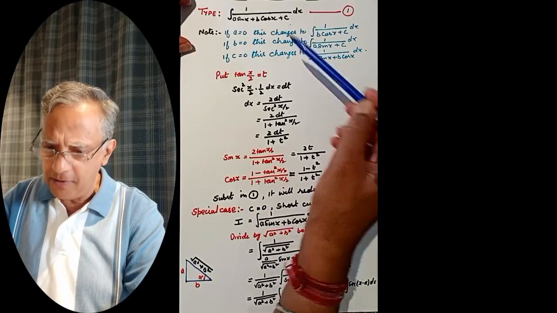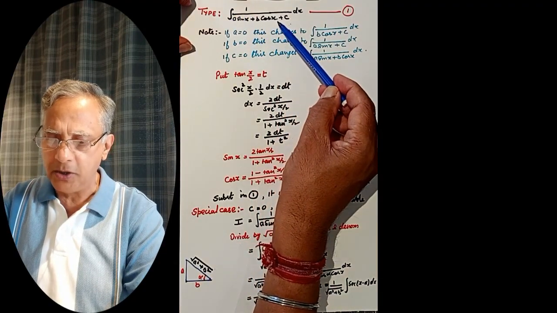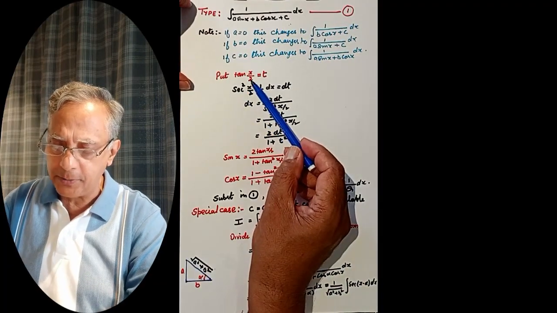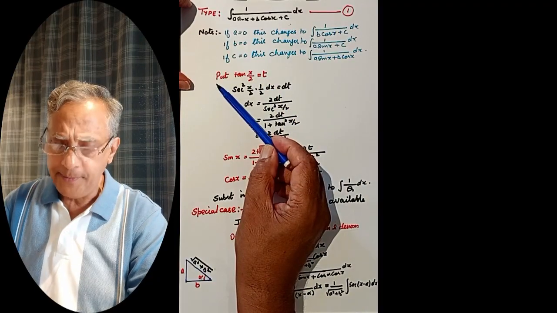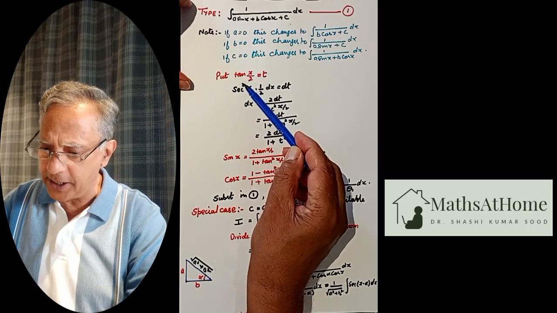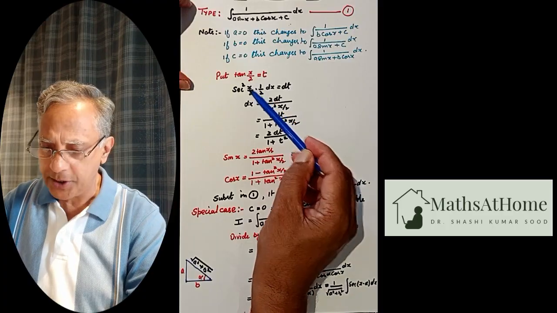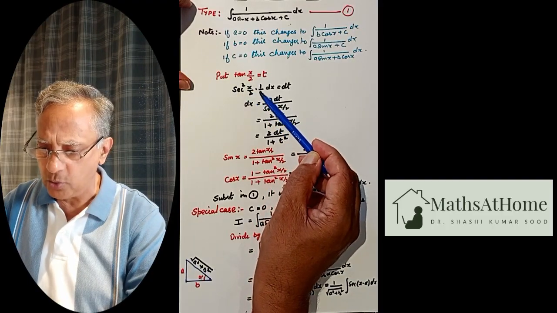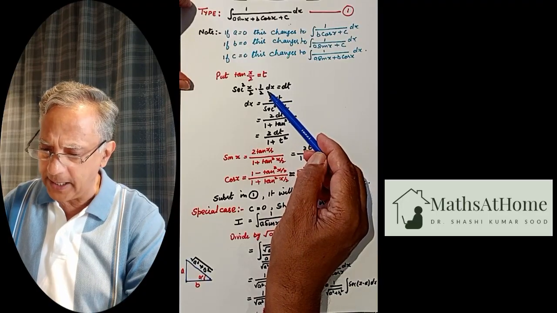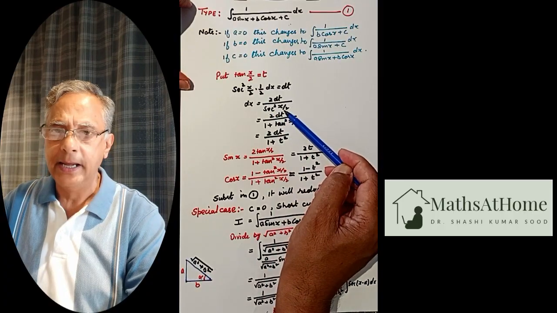So the method is, whenever we see a question of the form integral 1 over a sin x plus b cos x plus c, what we do is put tangent x by 2 equal to t. Now differentiation of tangent is secant square x by 2 and differentiation of inner function is 1 by 2. So its differentiation is secant square x by 2 into 1 by 2 dx is equal to dt.